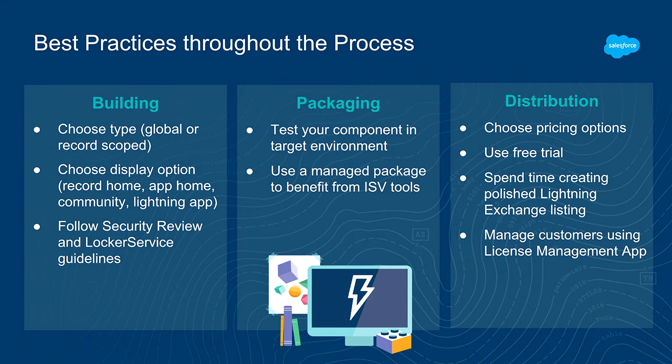All right, so recap. If you didn't remember much, remember these things. These are points from throughout this whole presentation. So in the building phase of your Lightning component, some things to remember are choose the type of component, be aware if your component is a global component or record scoped, and be aware of what that means for your customer. Put in your listing where they should add that component to their page, which page would work. Make sure you make some context-specific logic in your component. And then also build with security review and Locker Service in mind.